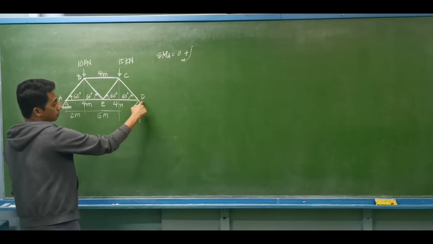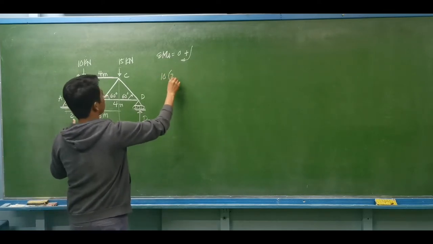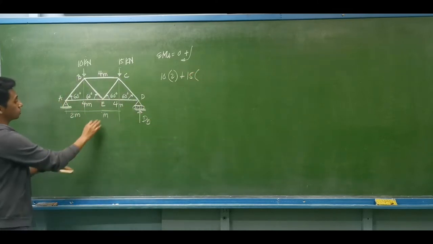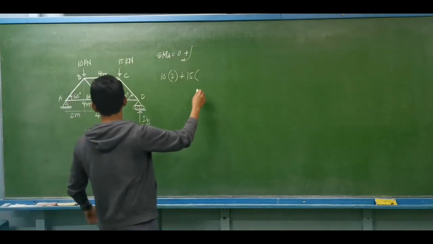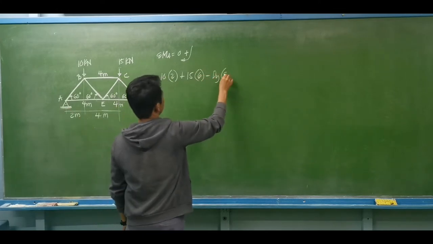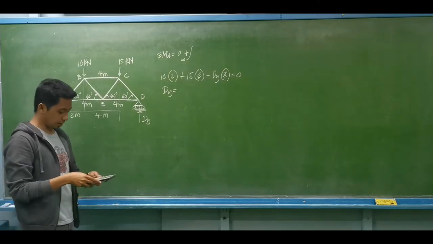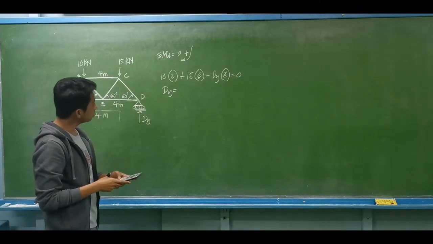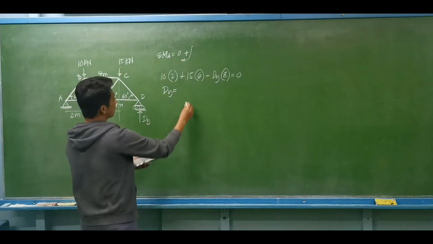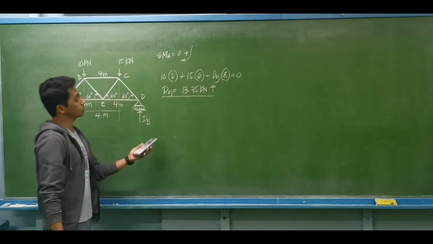So let's say this is the vertical reaction of D, D sub Y. So that will be 10 multiplied by 2 meters, plus we have this 15. How far? So this is supposedly 4 meters, so 2 plus 4, we have 6, minus D sub Y multiplied by the total distance, 8 meters, equal to 0. So computing for the vertical reaction at point D, D will be equal to 13.75 kilonewtons, and it is upward. So that is the assumed direction of the reaction.